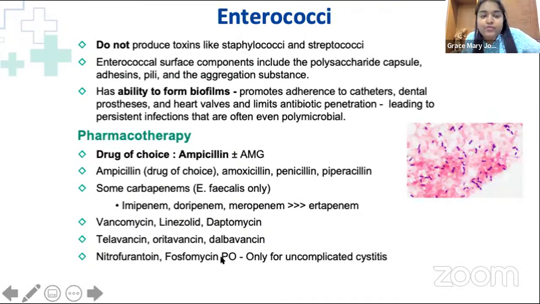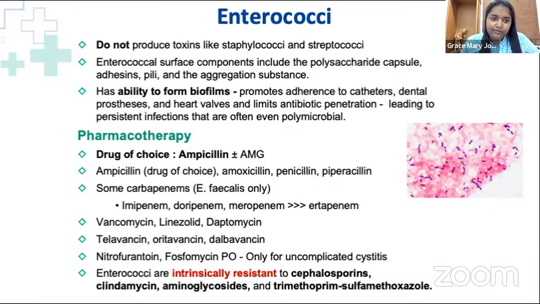Like I said, this organism causes a lot of urinary tract infection. And if it's only an uncomplicated cystitis, nitrofurantoin works and fosfomycin also works for Enterococci. But note that whether it is faecalis or faecium, it is intrinsically resistant to cephalosporin, clindamycin, aminoglycoside, and trimethoprim-sulfamethoxazole. Now, you would think that I have mentioned aminoglycoside as intrinsically resistant here, but in the drug of choice, I have given ampicillin plus aminoglycoside. Why do you think I have done that?